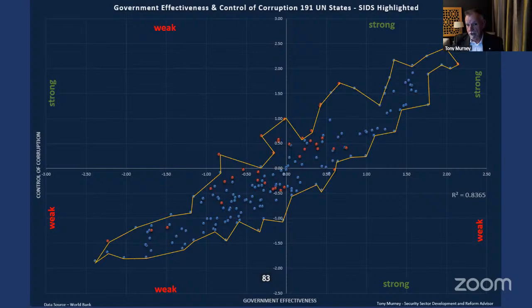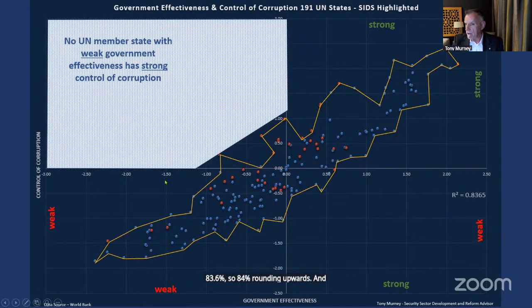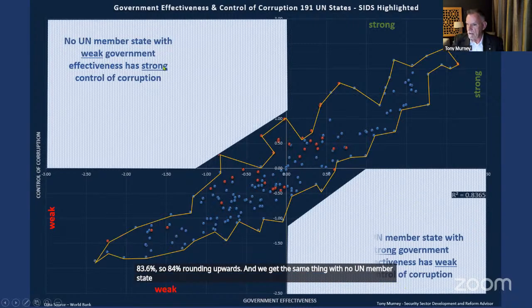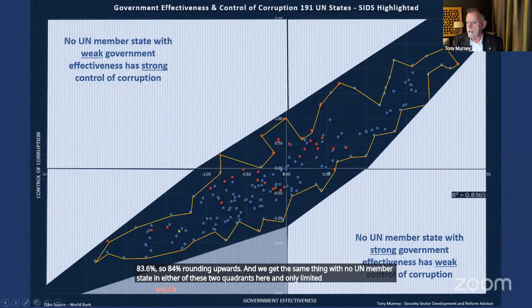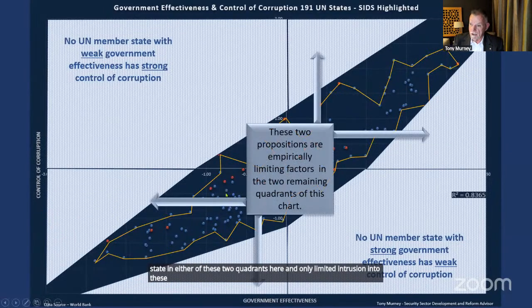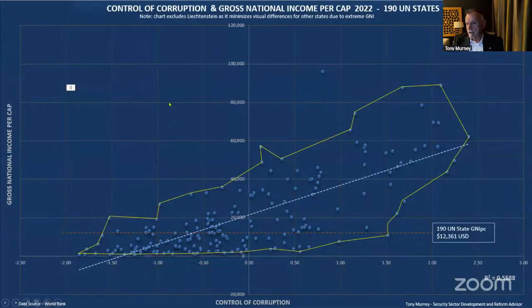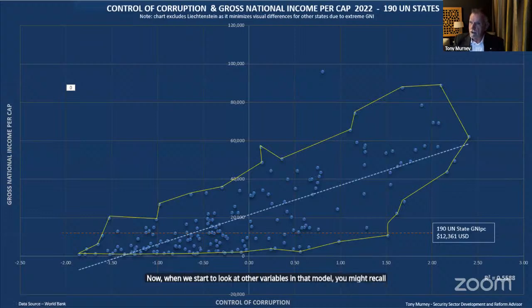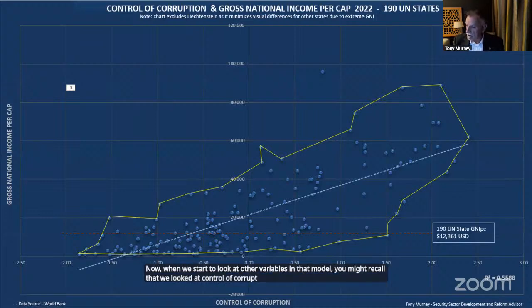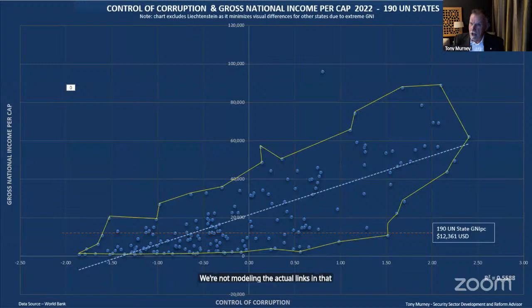Similar but not as high association between these two dimensions of development. 83.6%, so 84% rounding upwards. And we get the same thing with no UN member state in either of these two quadrants here, and only limited intrusion into these in association with this development envelope. Now, when we start to look at other variables in that model, you might recall that we looked at control of corruption, gross national income, corruption, and a series of others. We're not modelling the actual links in that chart. We're just looking for associations.